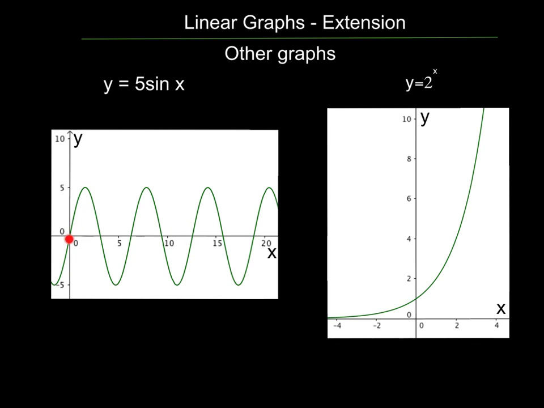There's one y-intercept. What about this other graph? y equals 2 to the power x. This graph shows exponential growth. I can see there's a y-intercept here. What's the x-intercept, I wonder? See if you can work those two out and check it with your teacher.